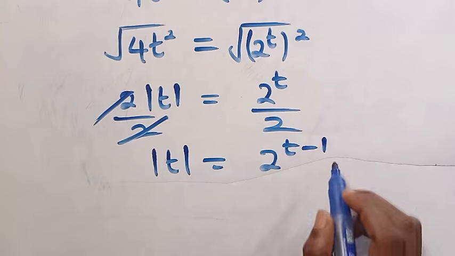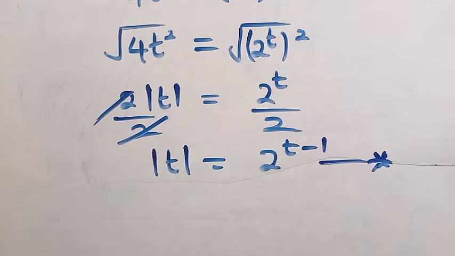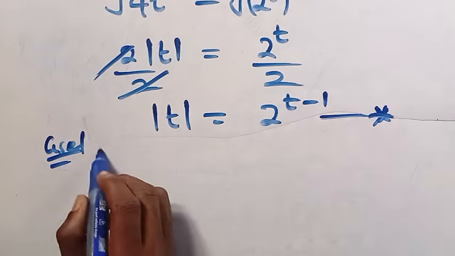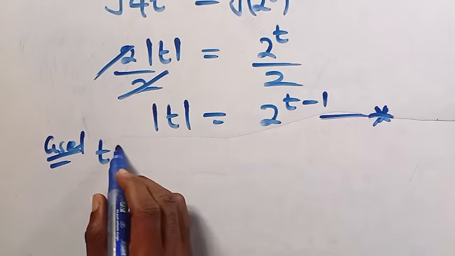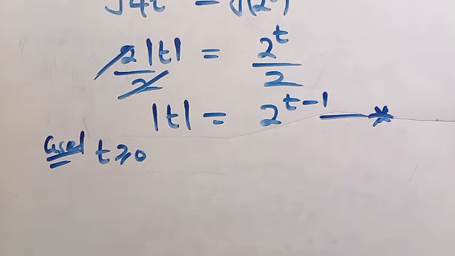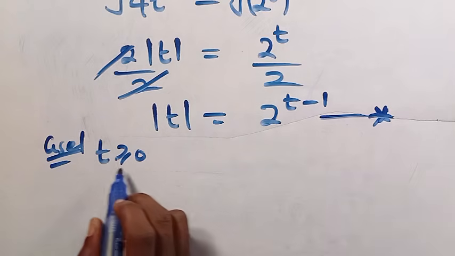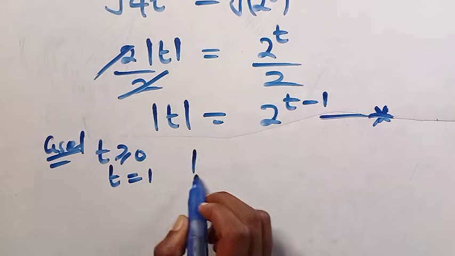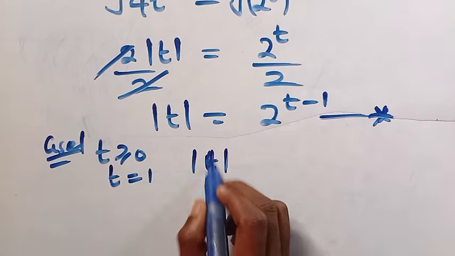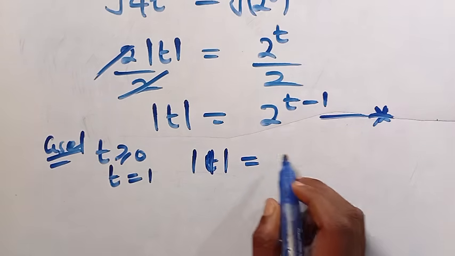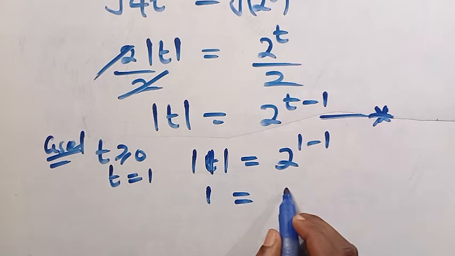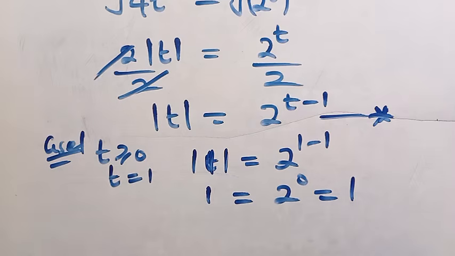Okay, so I'm going to start this. We have 2 cases to consider here. In case 1, suppose t is greater than or equal to 0. If we start checking for some values, let's say at t equals 1, we are going to have absolute of 1 equals, for positive, 2 raised to power of 1 minus 1. And with this, we have 1 equals 2 raised to power 0, which gives 1. The right hand side equals the left hand side.